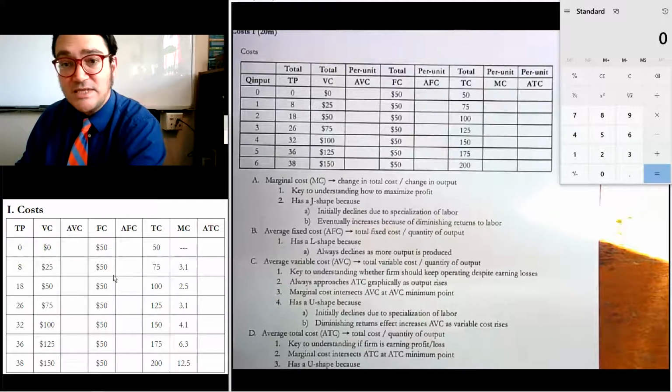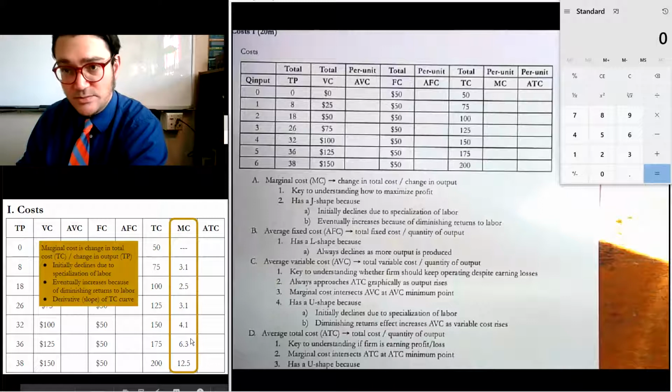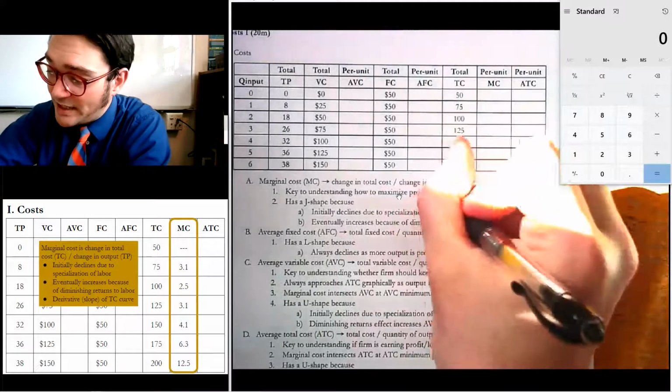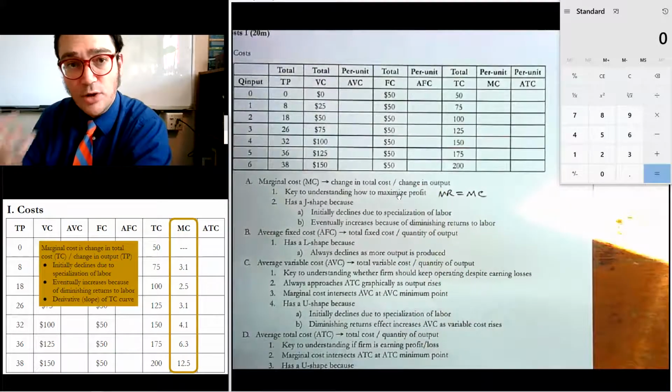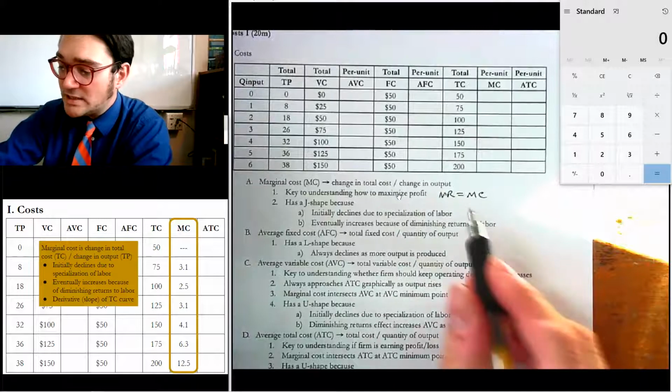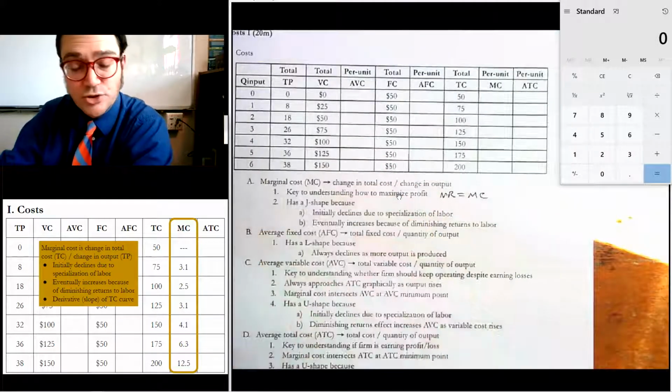So I've got the same data table down here, but I've gone ahead and solved the marginal cost. I'm going to show you what that looks like in terms of the calculator. It's key to understanding how to maximize profit. Remember that we have MR equals MC as our optimal output rule, or our profit maximizing rule. And so we need to know what the MC is at every unit here to see where we should produce.